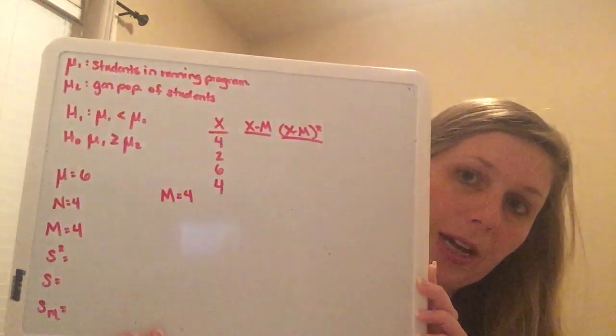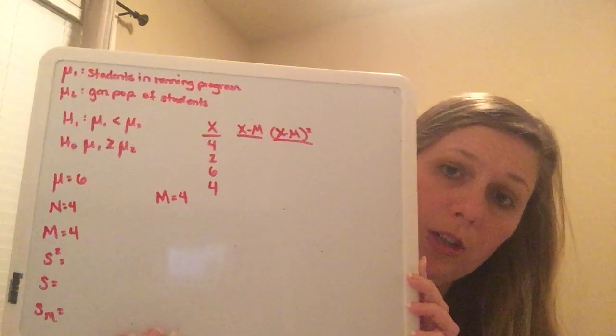Now our quest becomes to find the variance, the standard deviation, and the standard error. In case you've forgotten, we get to do our fun little x minus M and x minus M squared chart. 4 minus 4 is 0, 2 minus 4 is negative 2, 6 minus 4 is 2, and 4 minus 4 is 0. Remember, make sure that middle column adds to 0, which it does. And then you're going to square those numbers.